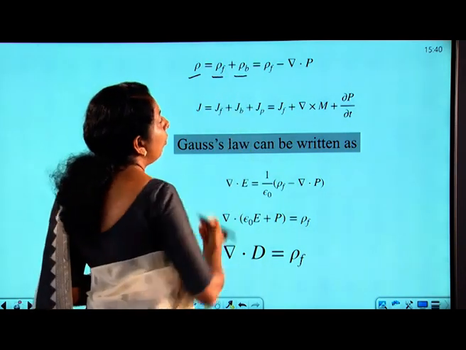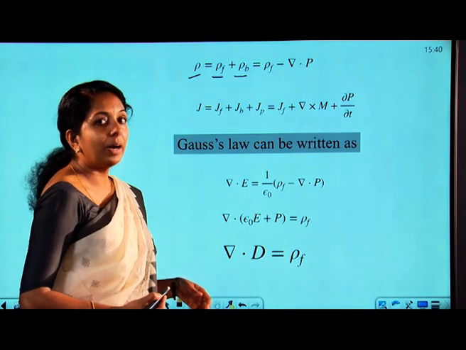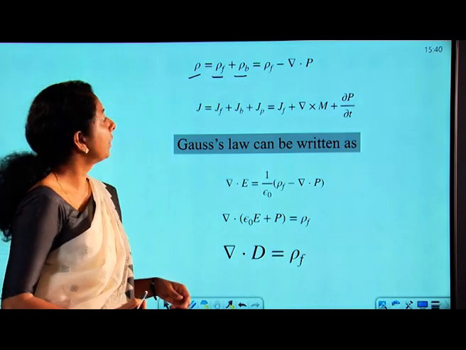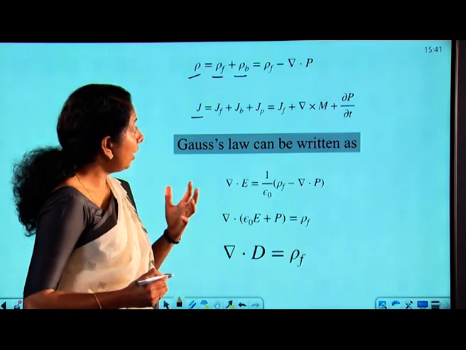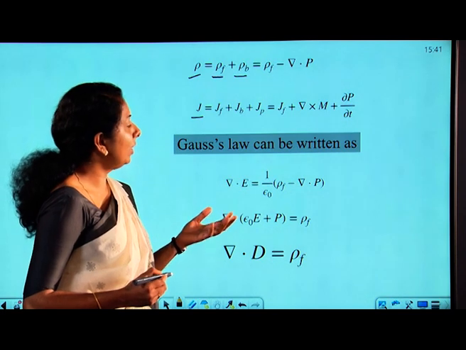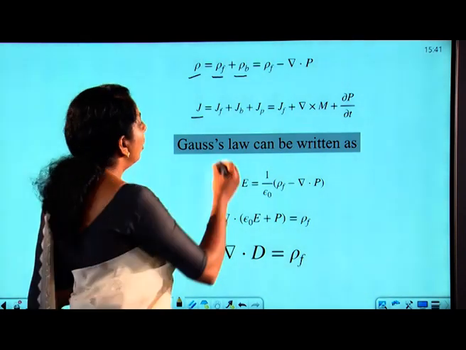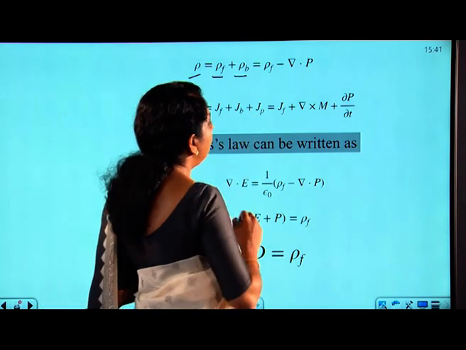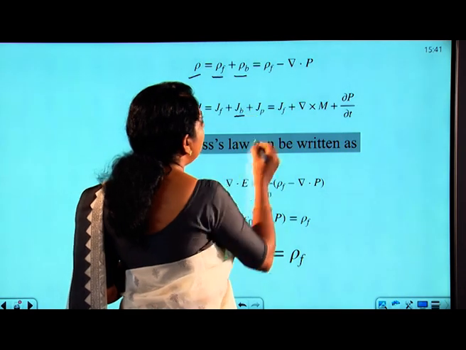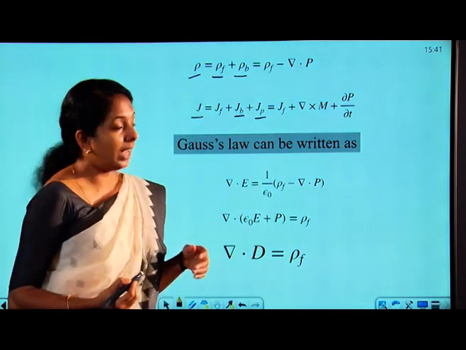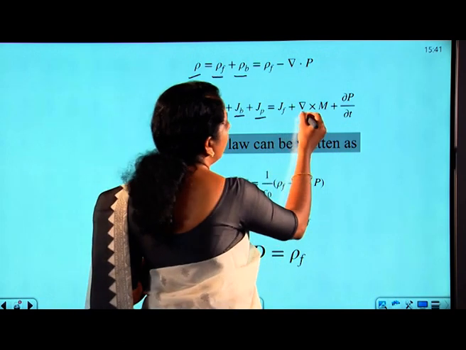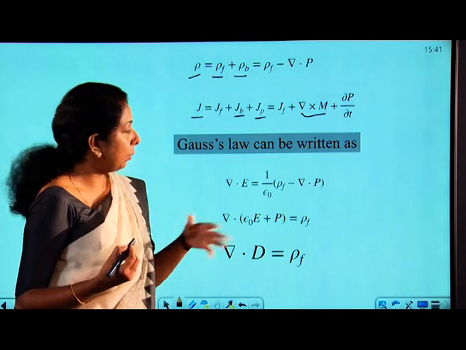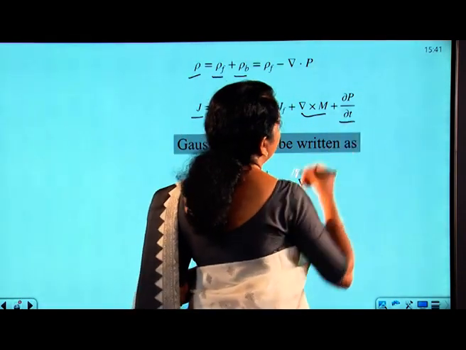So, we split rho into two, that is free charge density and bound charge density. Then we substitute the value of rho_b. Rho_b is nothing but minus del dot P. So, rho becomes rho_f minus del dot P. J has free current density, bound current density and polarization current density, or we can say that J is Jf plus Jb plus Jp, and we substitute the values of Jb and Jp. Jb is del cross M, and Jp, that is due to a change in electric polarization, is del P by del t.